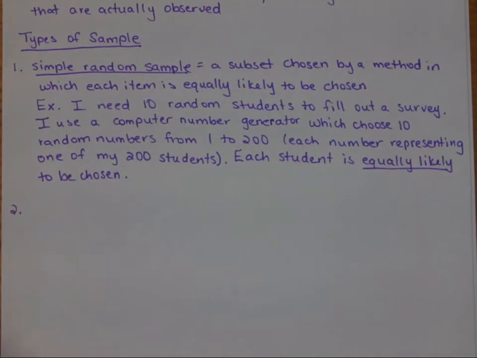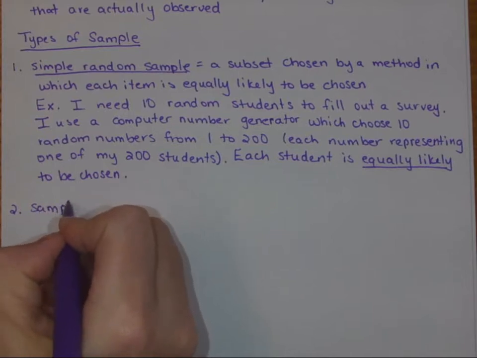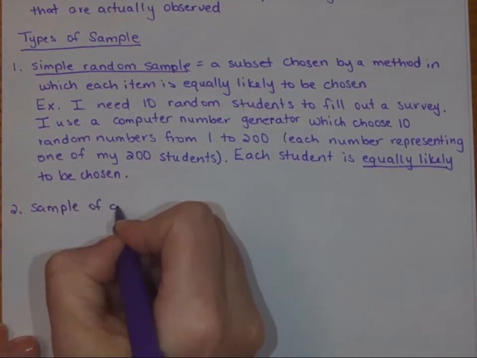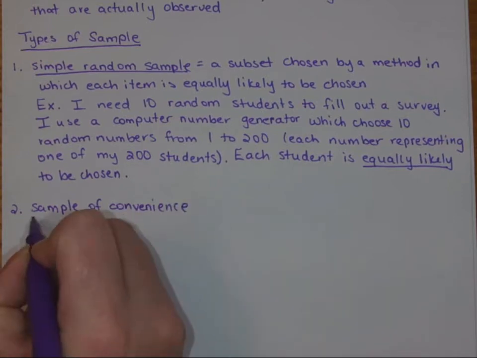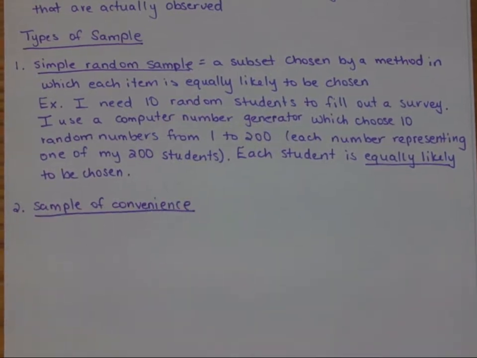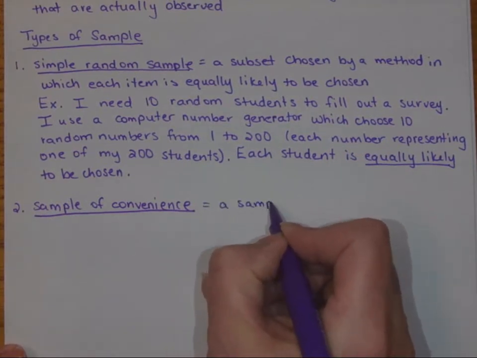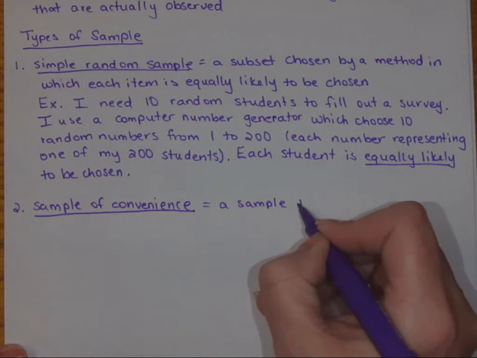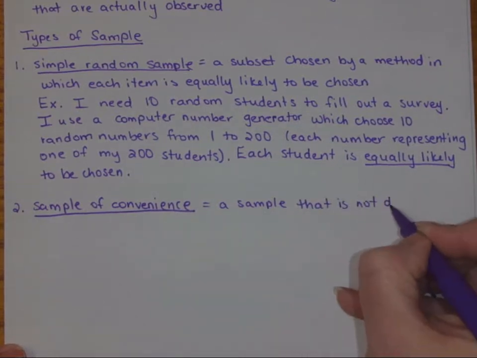All right, but when a simple random sample is not possible, or when it's just not feasible, there are some other types of samples that we can have. Oftentimes people will go for this type of sample, and the name probably implies why they might do that. A sample of convenience is not a great method, but it is a sample that is not drawn by a well-defined method.